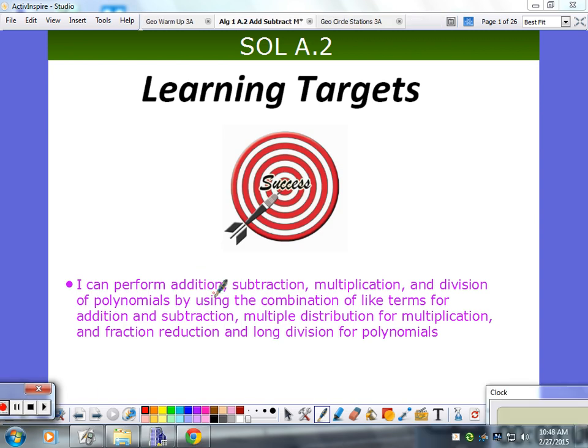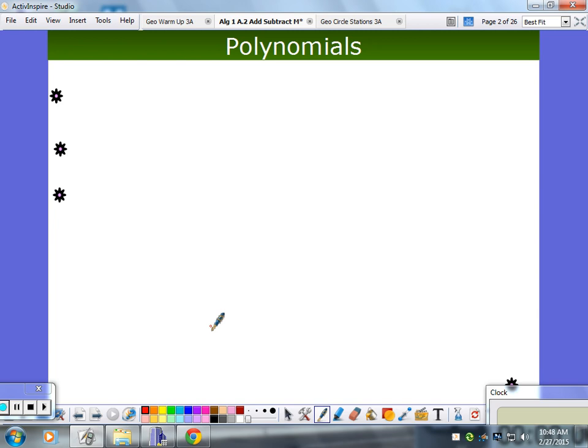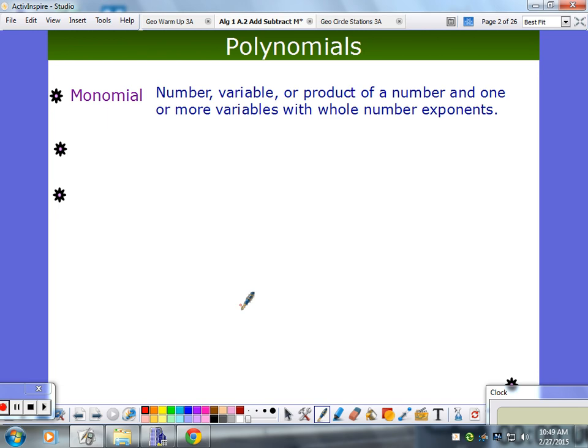Okay, polynomials are these awesome little things. They're fantastic. You're going to see polynomials all the way up through calculus, and maybe even beyond. All right, so before we can get into it, we have to know what they are. What is a polynomial? Well, first of all, before I can talk about polynomials, I'm going to talk about monomials.